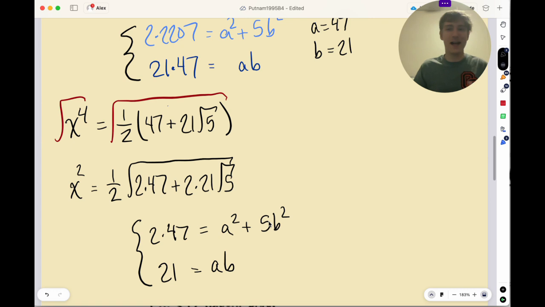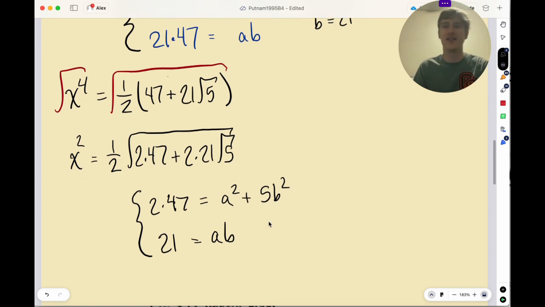There's only one possible combination of positive integers whose product is 21. Well, that's not true. There's 1 and 21, right? But again, A has to be the bigger of the two, and 21 squared is much bigger than this number. So the only possibility is that A is equal to 7, the bigger number, and B is 3. It's the only way we could break up this product and have it satisfy the constraints of the first equation.